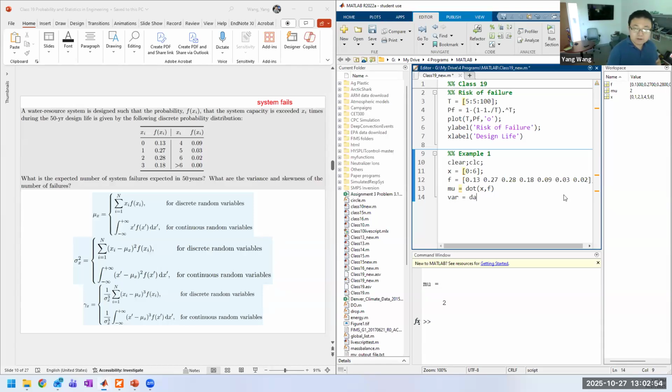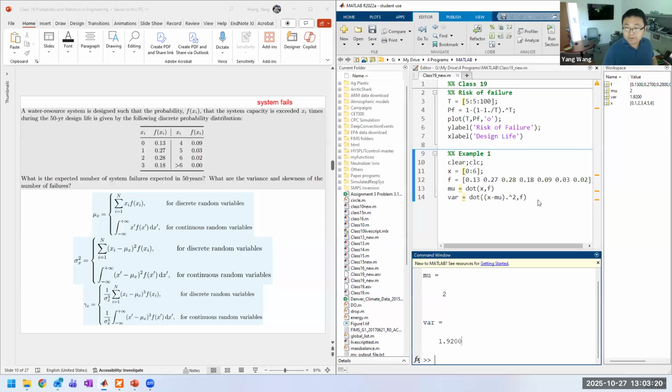So the variance is going to be dot again. So it's going to be a dot multiplication of the f, together with the square, or let's say, the difference squared, right? So it's going to be x minus mu dot squared. Okay, so then this is the variance.